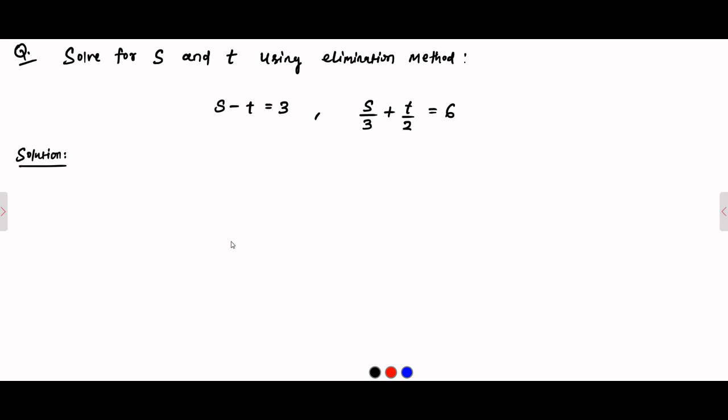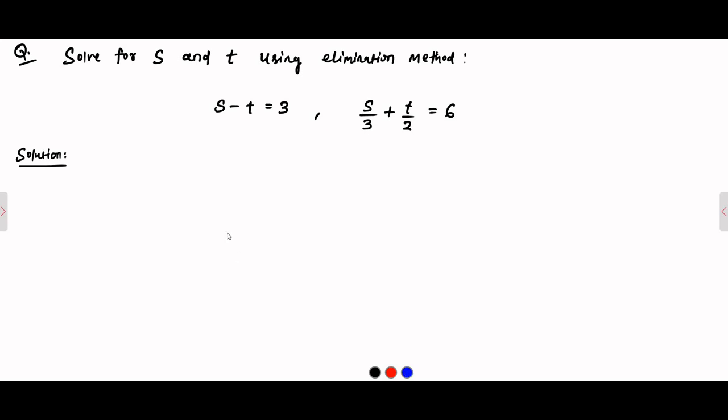So here is another question on solving linear equations in two variables using the elimination method. It is given: solve for s and t using the elimination method. The two equations are s minus t is equal to 3 and s by 3 plus t by 2 is equal to 6. So we have to solve them using the elimination method.